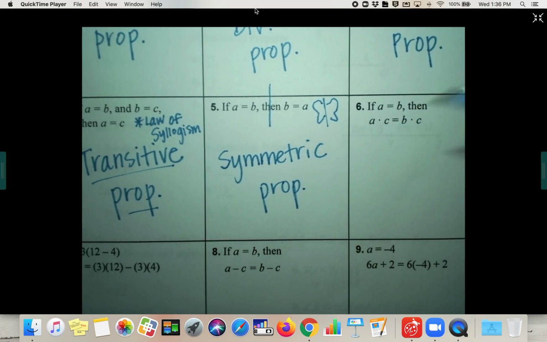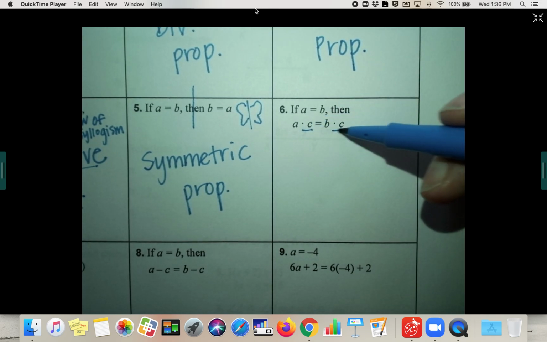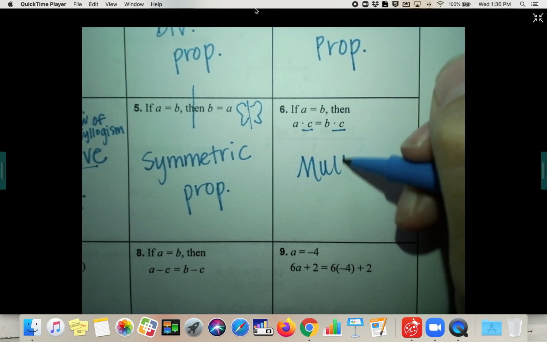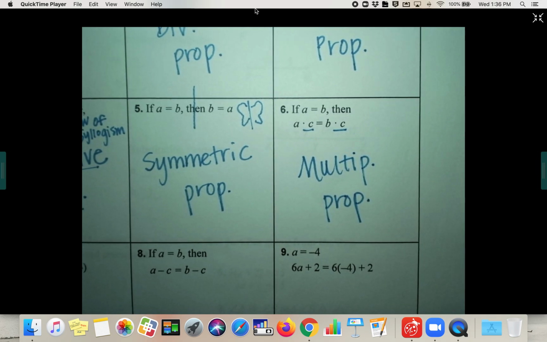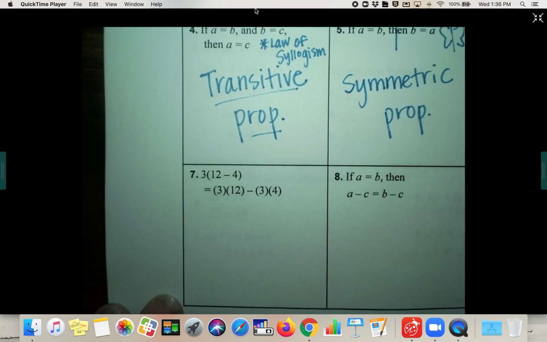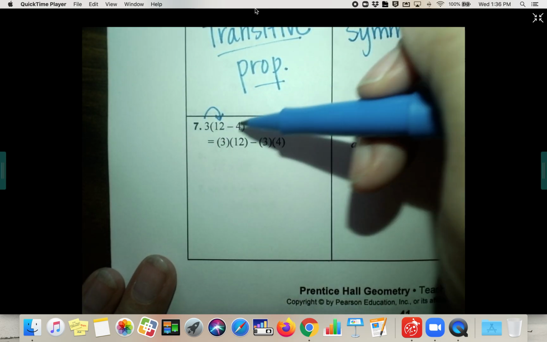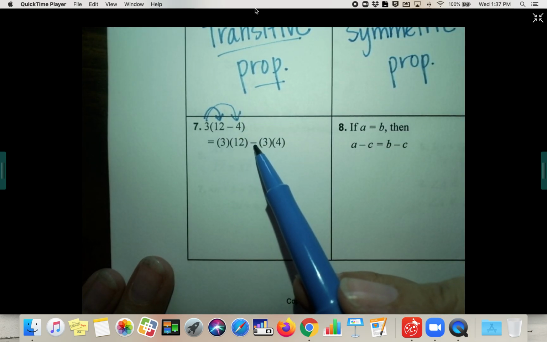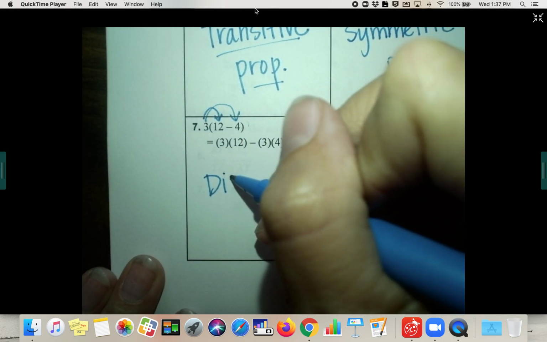So it's symmetrical. Number six, if A equals B, then A times C equals B times C. It looks like they're multiplying by C on both sides, so this would be a multiplication property of equality. Number seven, I hope looks familiar through all of your algebra work. 3 times the quantity 12 minus 4 is the same thing as 3 times 12 minus 3 times 4. So that should look familiar. It is the distributive property.